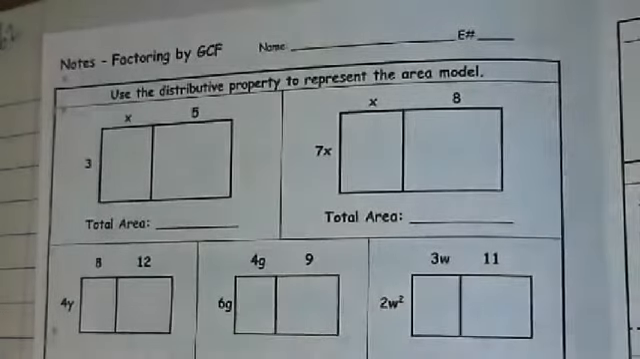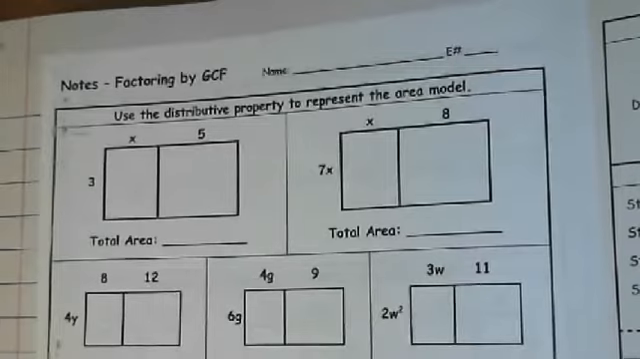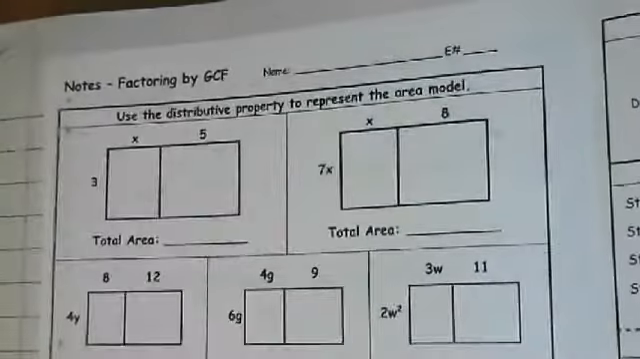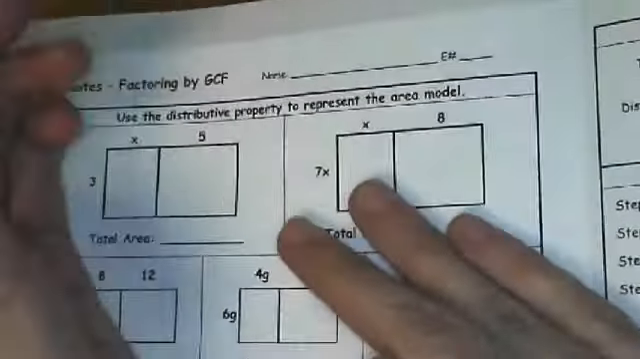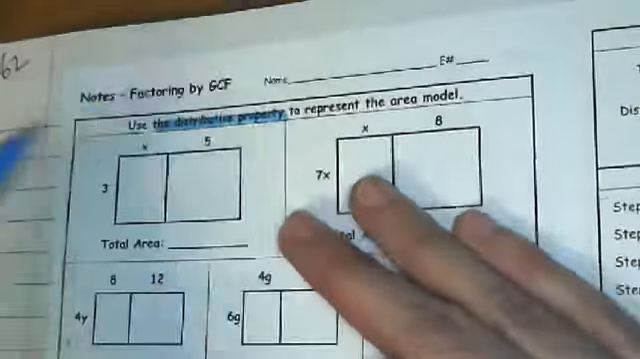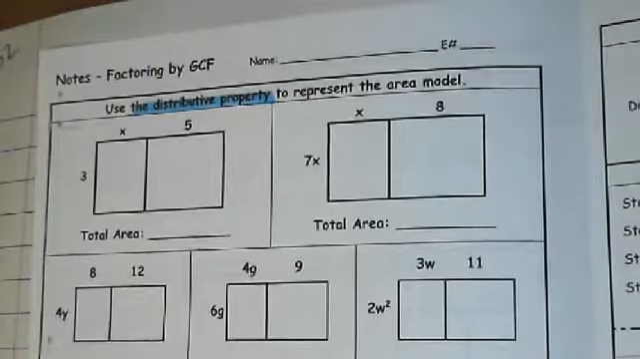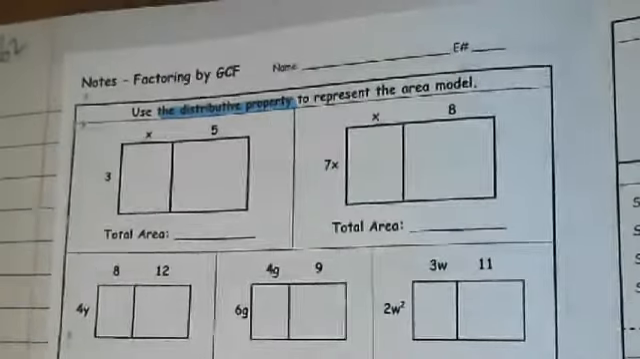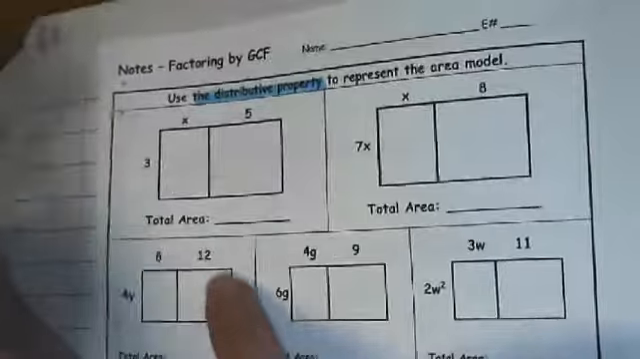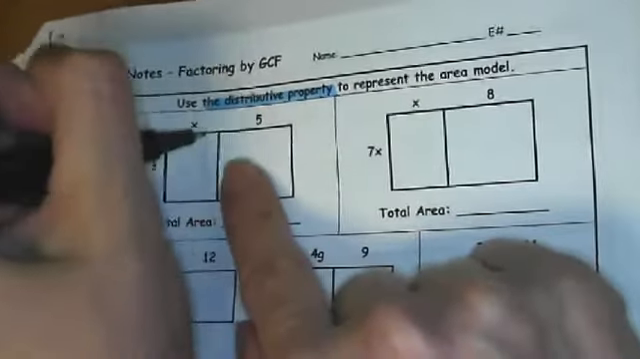Okay, so this is factoring by the GCF. For these notes, we are going to use the distributive property to represent an area model. Basically, to find area, you're multiplying length times width. So here, the first problem, I'm actually going to be multiplying; this is my width, this is my length.